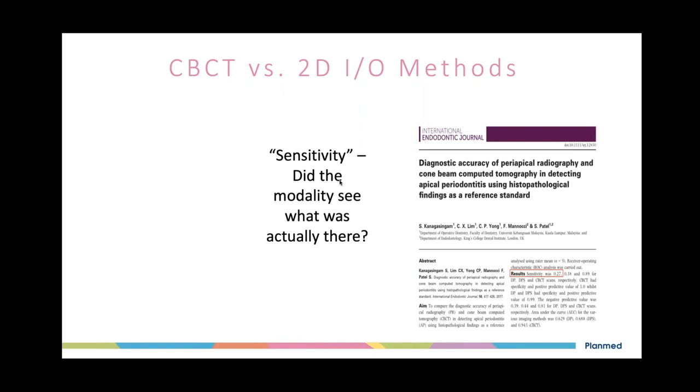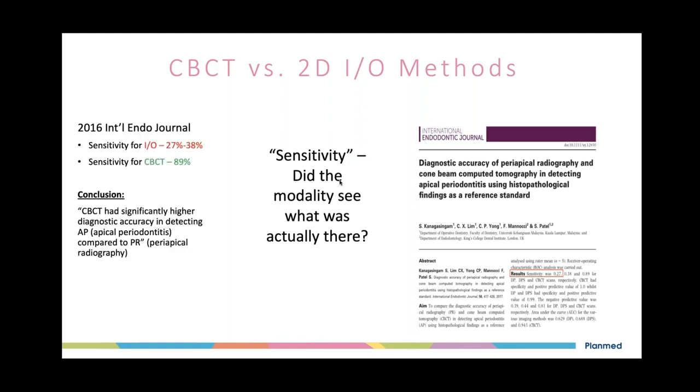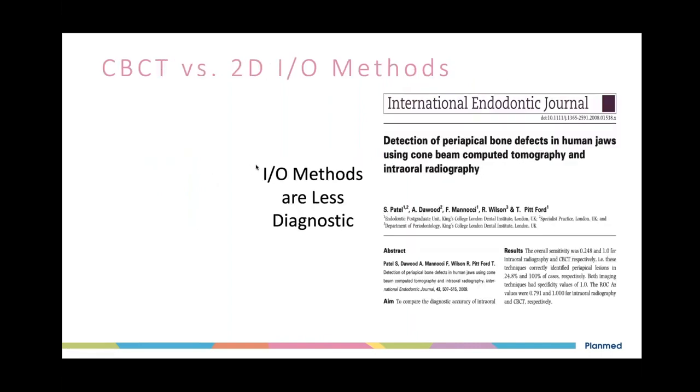Sensitivity of this one. Sensitivity means, did the modality see what was actually there? And this study, which was published in the International Endodontic Journal, showed that the sensitivity for intraoral in these human subjects was 27 to 38%. Now think about that for a moment. What that means is, on the low end of this, 3 out of 4 intraoral images did not show what was truly there. 3 out of 4. That's astounding to me. Sensitivity for cone beam CT was 89%. Huge difference.